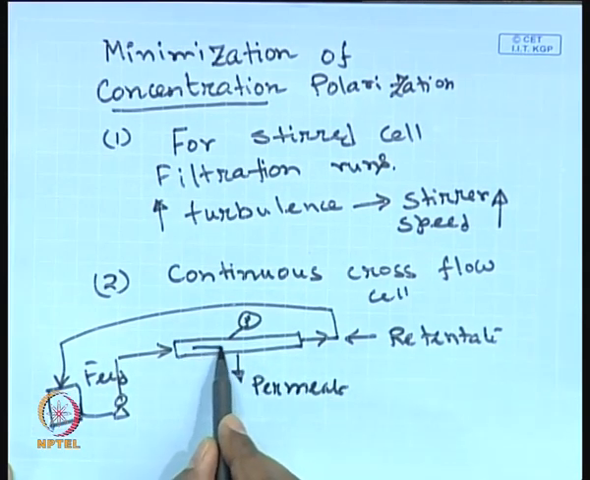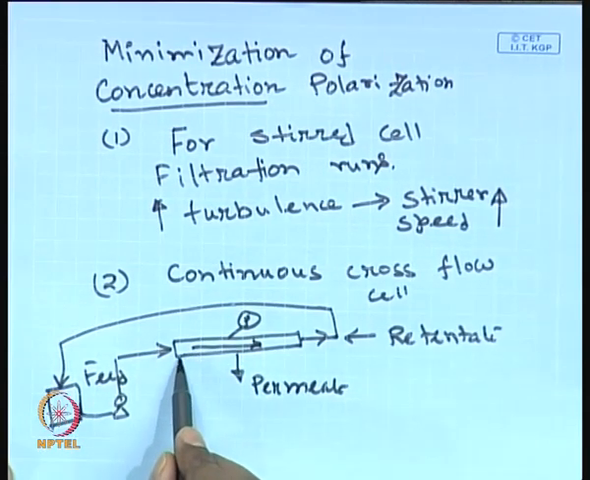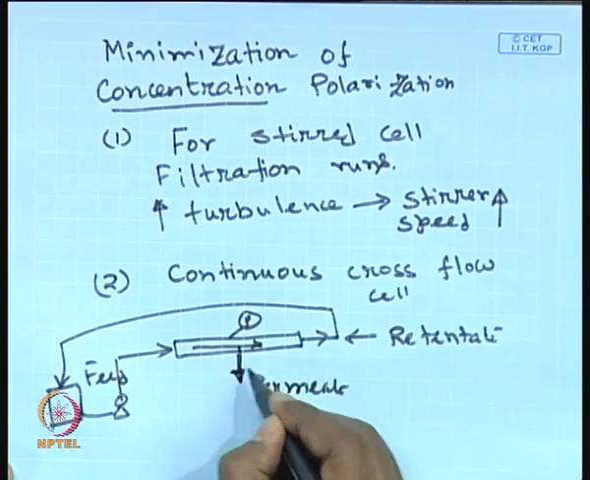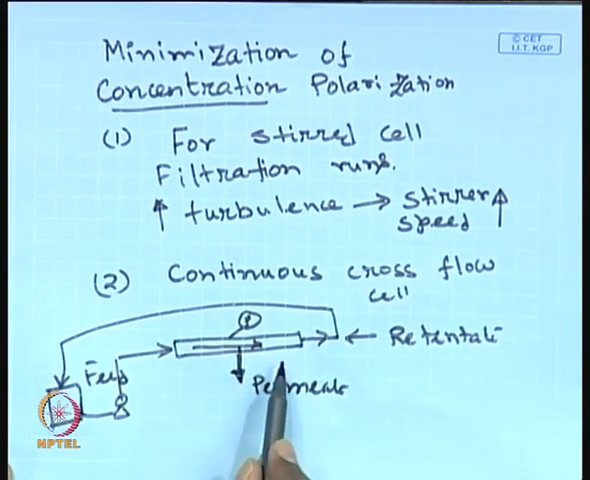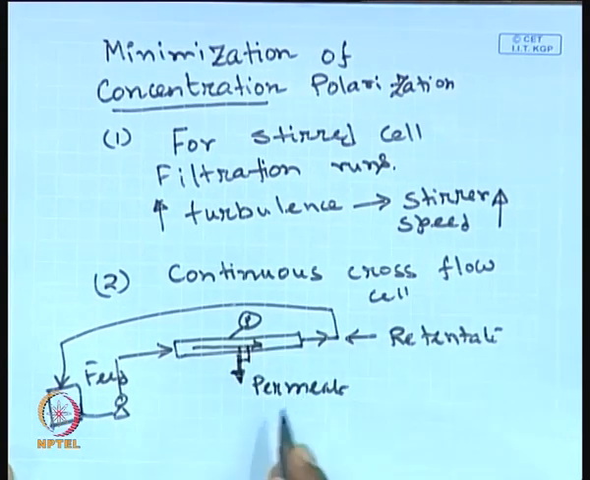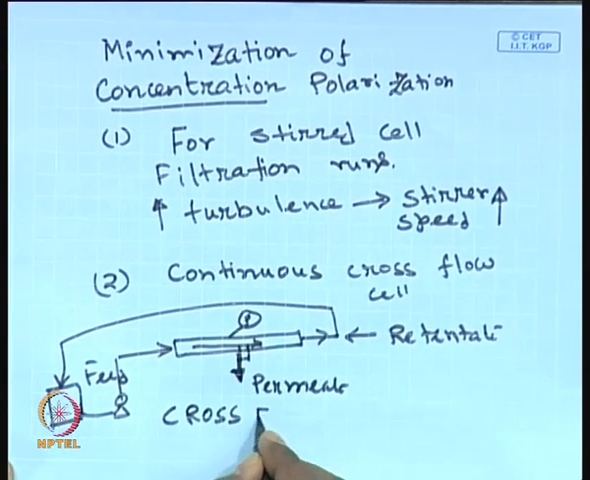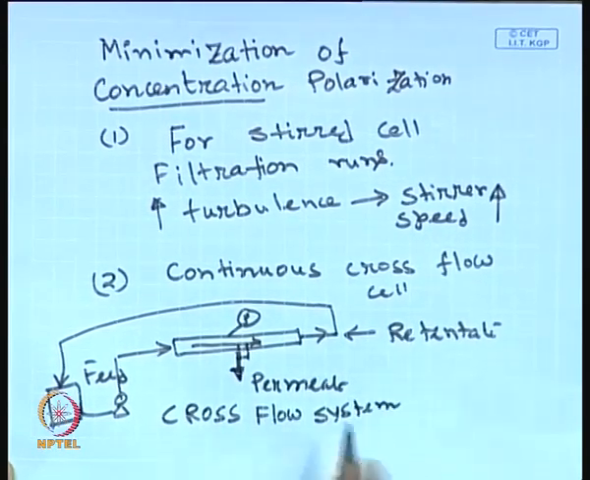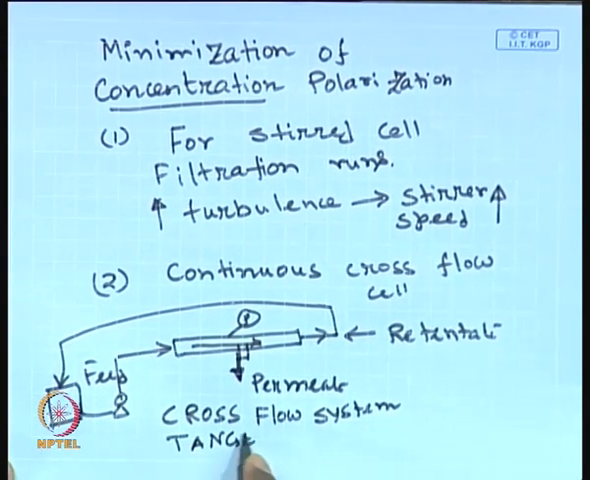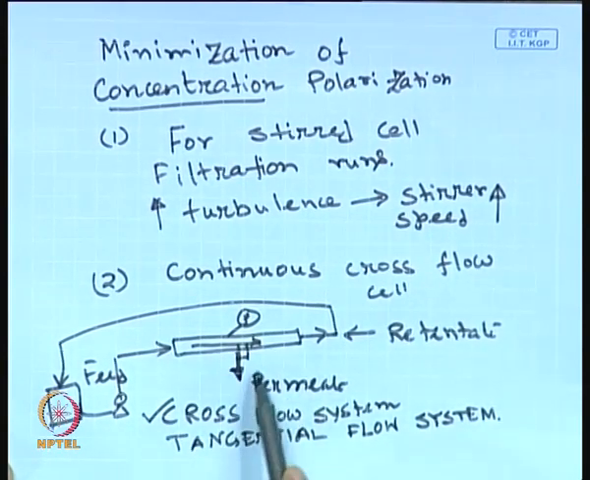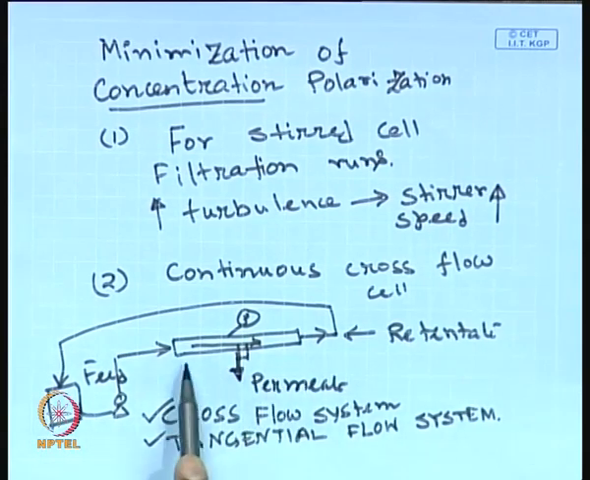Now, feed is flowing over the membrane surface tangentially. So, the surface of the membrane and the direction of the feed flow are parallel. Okay. On the other hand, the permeate that is coming is at 90 degrees to the direction of that flow. That is why it is called a cross flow system, or sometimes a tangential filtration system as well. It is called a cross flow system because of this cross flow of the permeate with respect to the retentate or the feed, or it is called tangential flow because the feed is allowed to flow tangentially over the membrane surface.